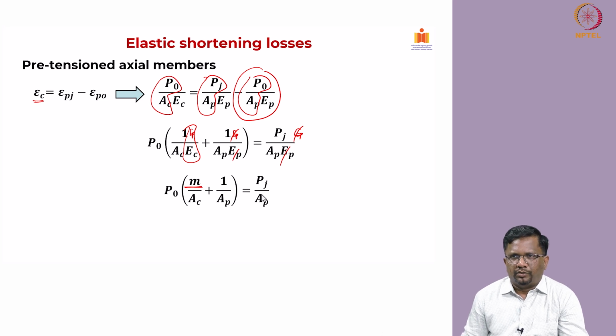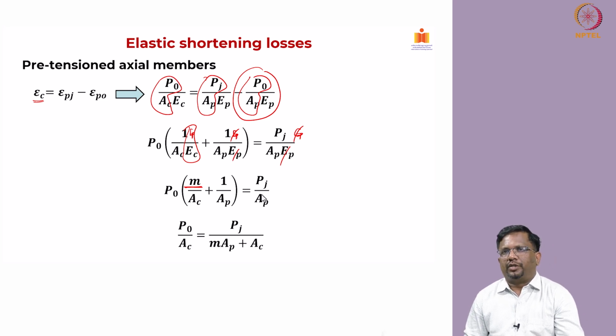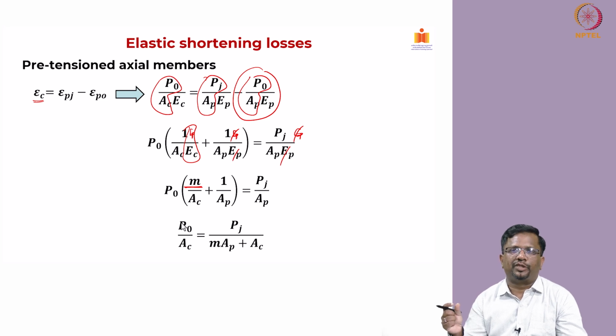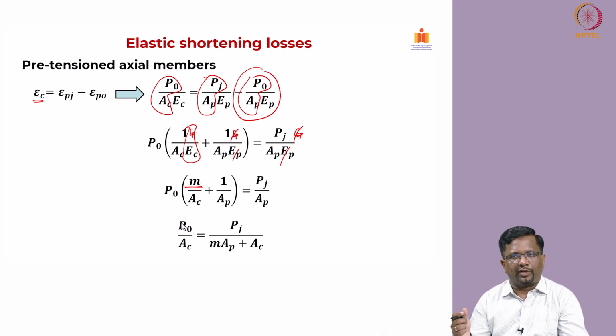So, in a way, what we are trying to find is a relationship between P naught and Pj, because we don't know P naught. I have to express all the stress losses in terms of the initial pre-stressing force, right. So, that is what we are trying to see. Though we know that epsilon C is P naught by AC divided by EC, I have to find the relationship between P naught and Pj. That is what we are trying to say.